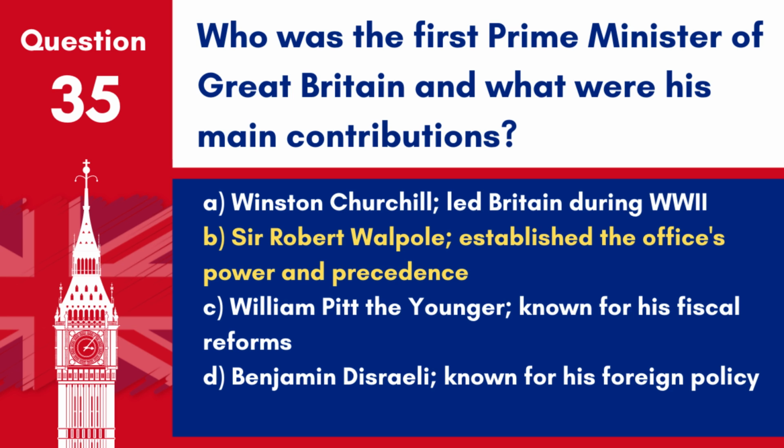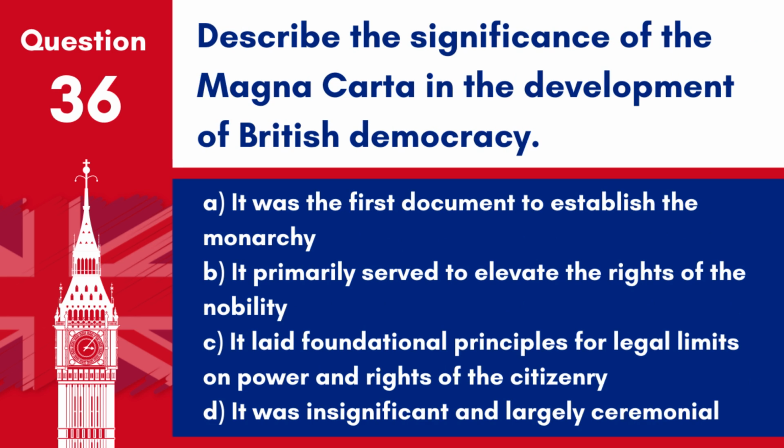Answer B. Sir Robert Walpole established the office's power and precedence. Sir Robert Walpole is generally regarded as the first Prime Minister of Great Britain, serving from 1721 to 1742. His tenure helped to shape the role of the Prime Minister by establishing it as a powerful and central part of British government.